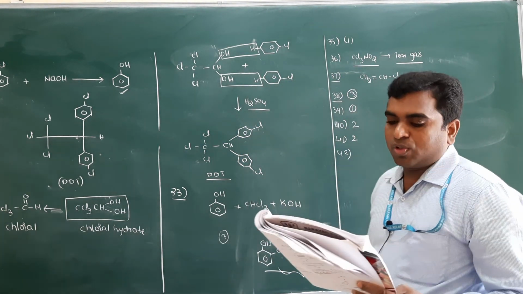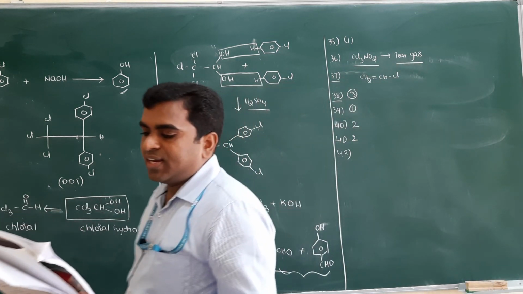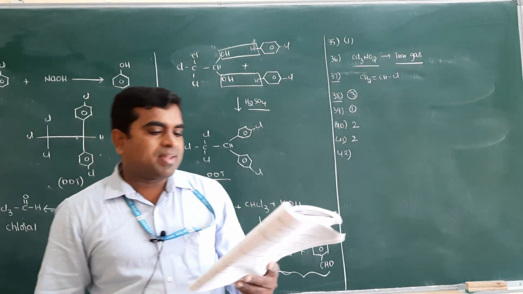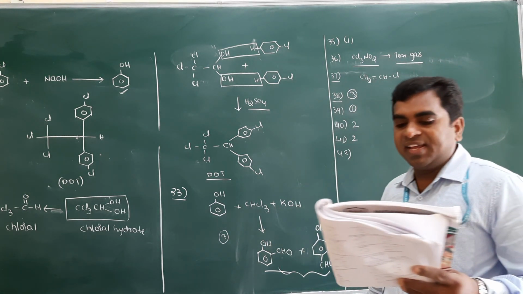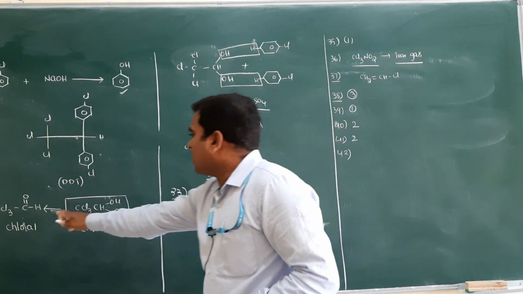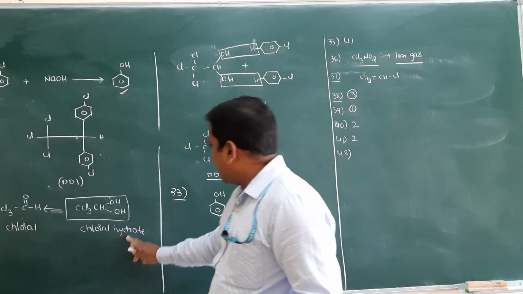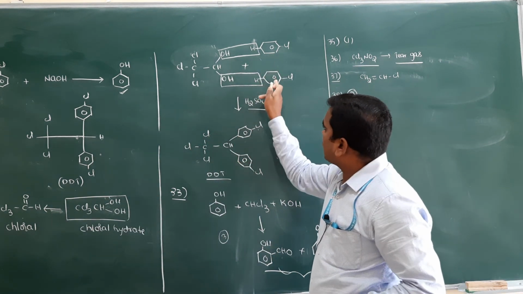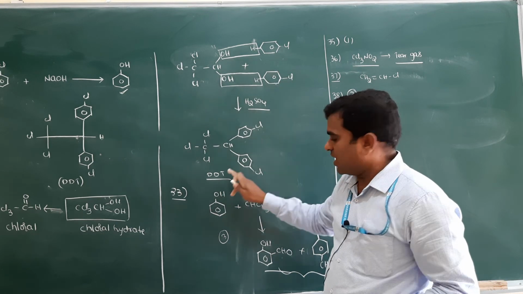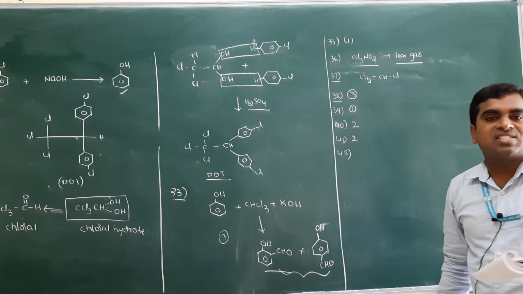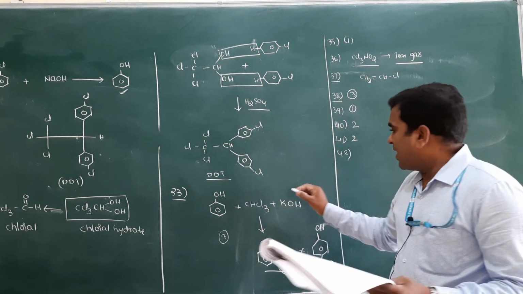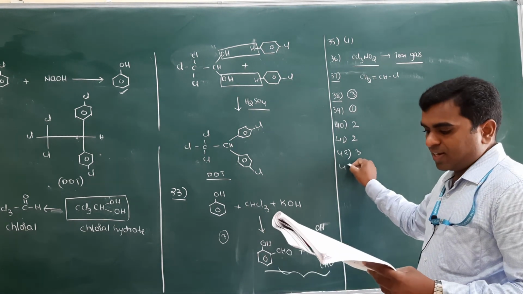Next one, coming to 42. An important insecticide is obtained by the action of chloral on chlorobenzene. Just now we have discussed chloral or chloral hydrate. Whenever it reacts with 2 moles of chlorobenzene, you will get which one? DDT. So that's why DDT is used as an insecticide, and option 3 is the correct one.